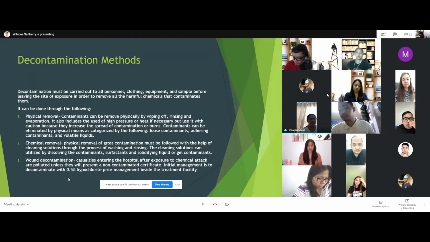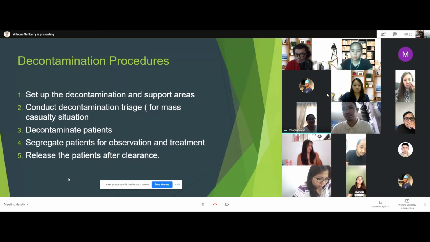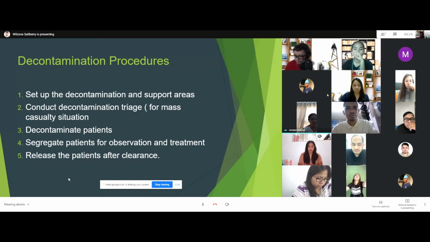The decontamination procedures: first, set up the decontamination areas. These include the primary, corridor, secondary, and observation area, and the medical triage. It involves thorough washing to remove contaminants. Second is to conduct a decontamination triage. This can be done if there is a mass casualty situation. It is also important in mass casualty incidents and should not be confused with the medical triage.